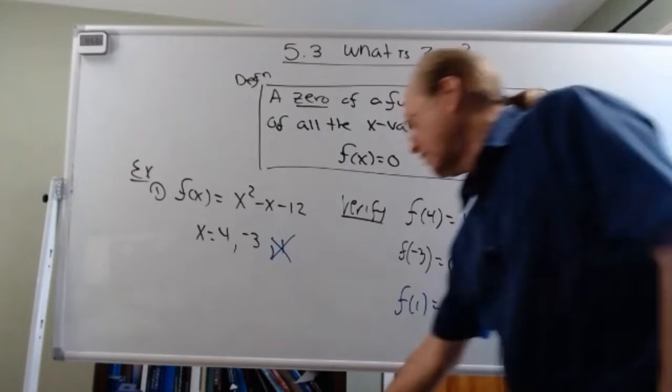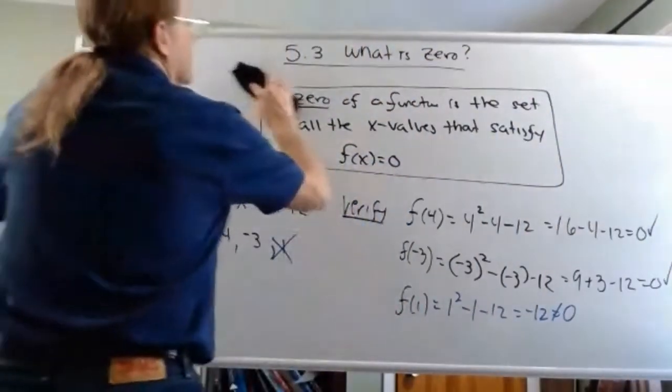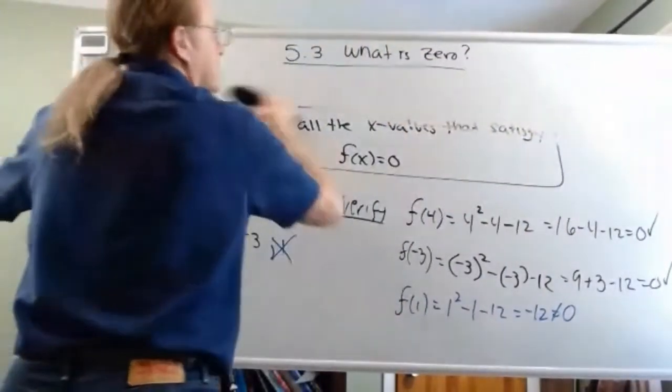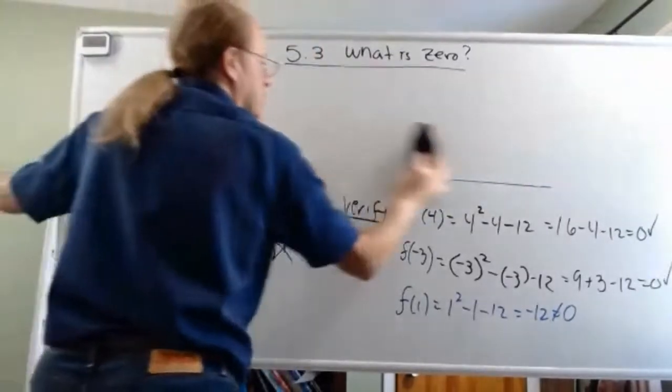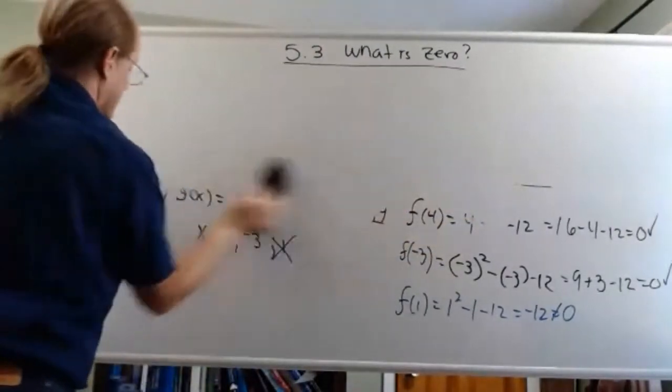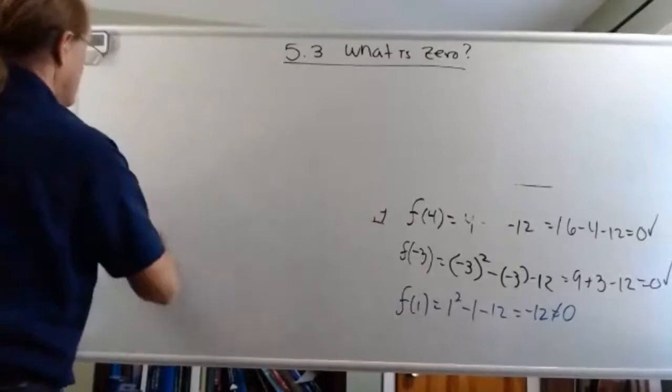Let's take a look at some other ones as well. So this is relatively easy, this section. This is just an introduction to what a 0 is. It's going to get much more complicated, but at least we start out in a simple fashion.